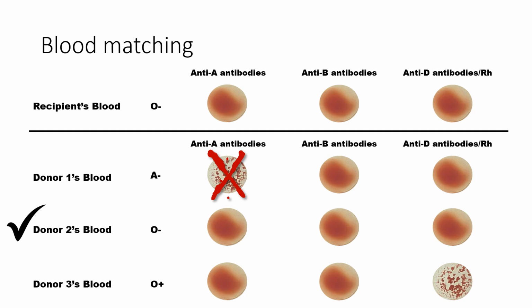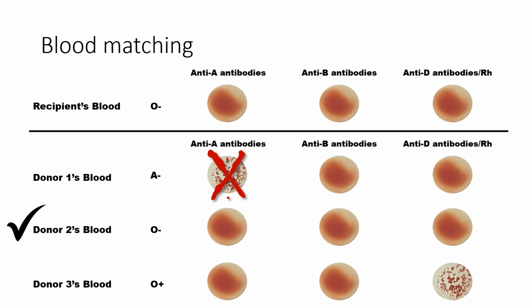And then we look at donor 3's blood. They're O, just like our recipient, but we have an issue with the RH factor. Now, when we look at this, we can see that our recipient didn't have any antigens present for the RH factor on their blood. But when it comes to RH factor, we don't know for sure if this recipient is making antibodies or not.